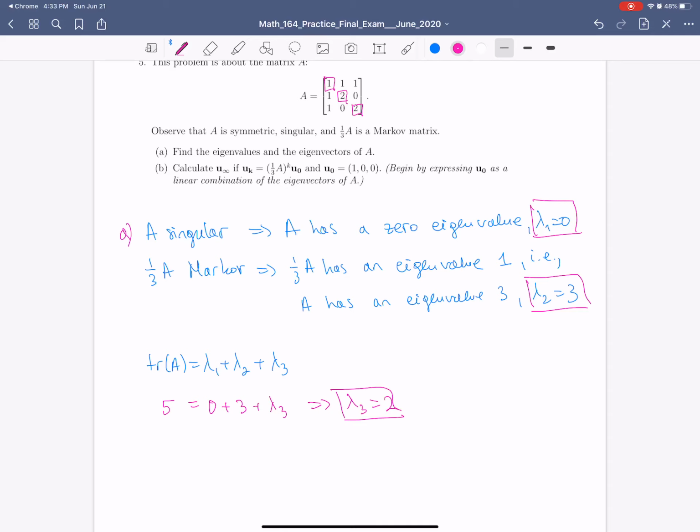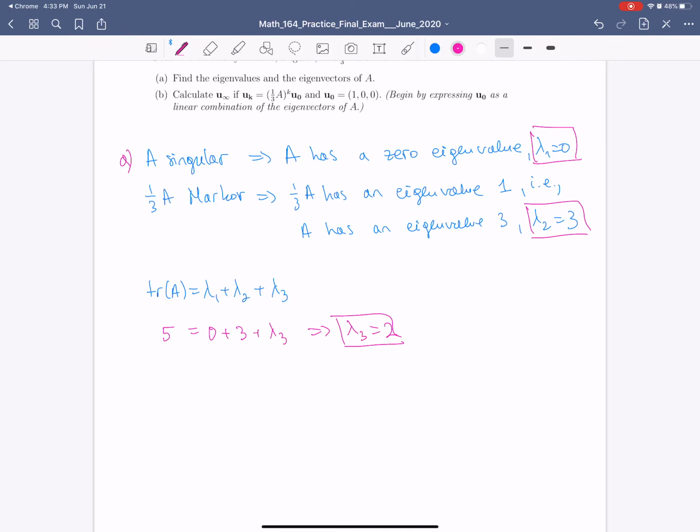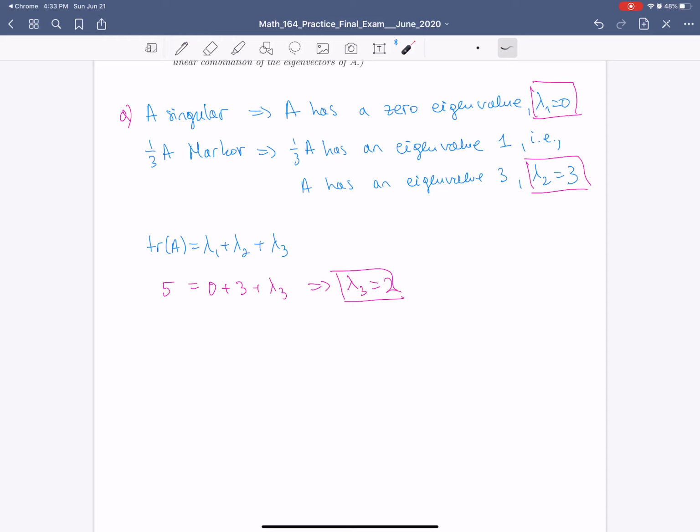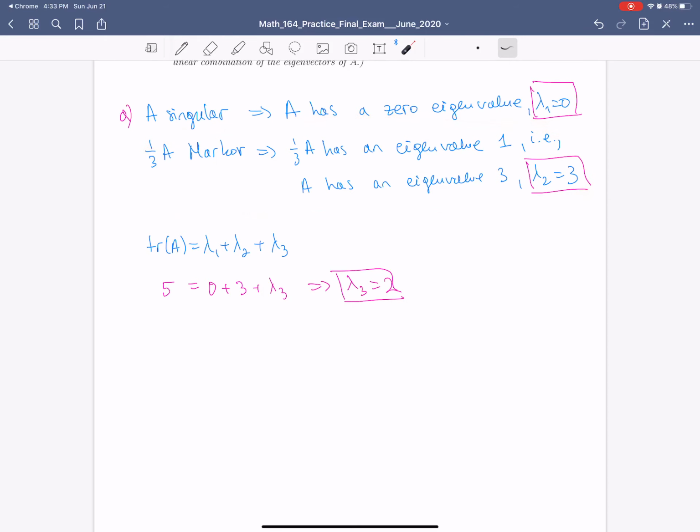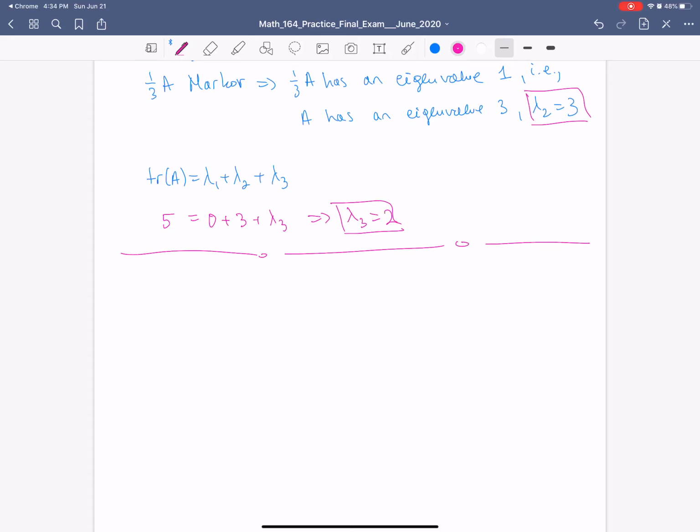Before I continue, I want to take you on a short detour to explain why this is the case. So I've shown us a short detour here. Okay. I've shown that if A is a Markov matrix, that lambda equal to 1 is an eigenvalue. But here the key is this.